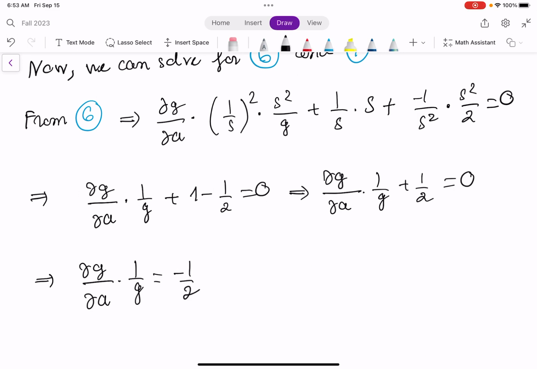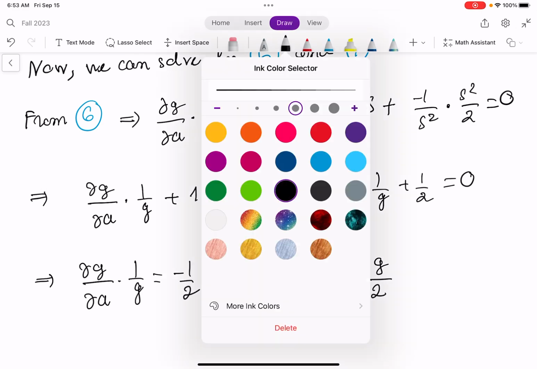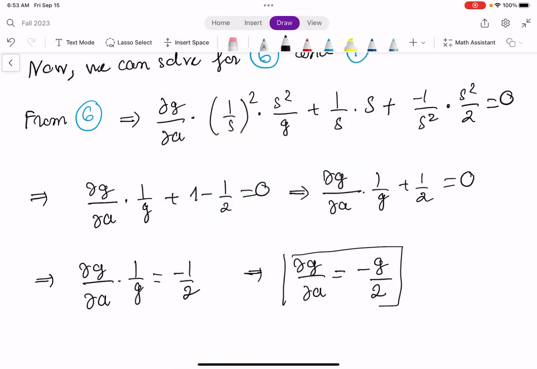So now you get partial g over partial a equal to negative g over 2. This is a useful expression for later. That's why I want it to be in this form. So let me write: this is a useful expression for later.